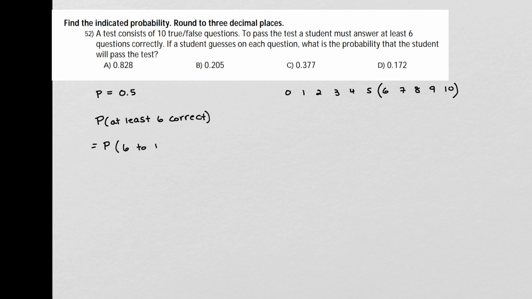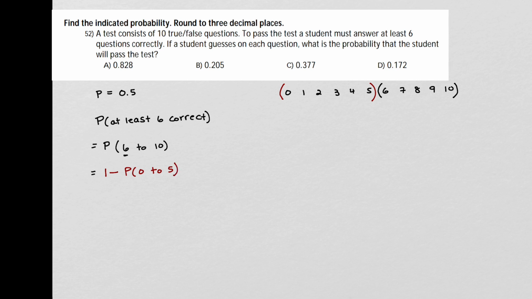When I try this on the calculator, it's not going to let me do this because it's starting at 6. The calculator only lets you calculate the cumulative probability starting at 0. So instead of doing probability of 6 to 10, I'm going to look at the opposite, which is 0 through 5. And I'm going to do 1 minus the probability of 0 to 5 successes, or correct answers.